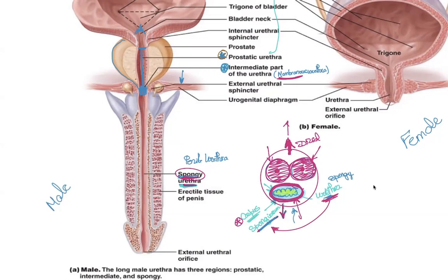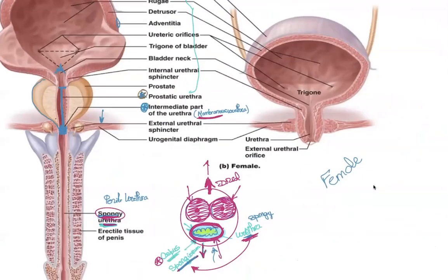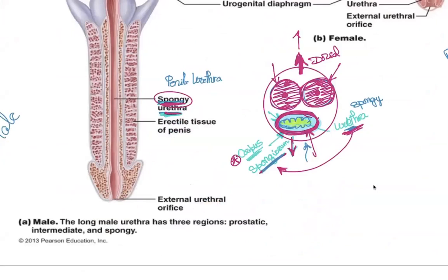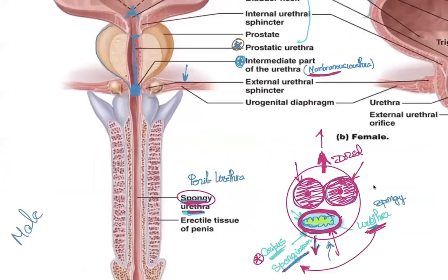The opening of the urethra in either male or female is going to be the external urethral orifice. So I want you to notice the difference between the urethral orifice, the opening of the urethra, and the ureteric orifices. Ureteric, those are of the ureters. Urethral, those are for the urethra. So don't mix urethral with ureteric.